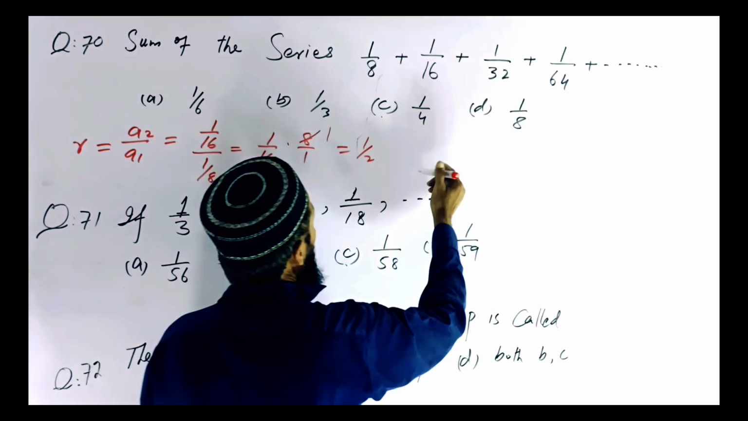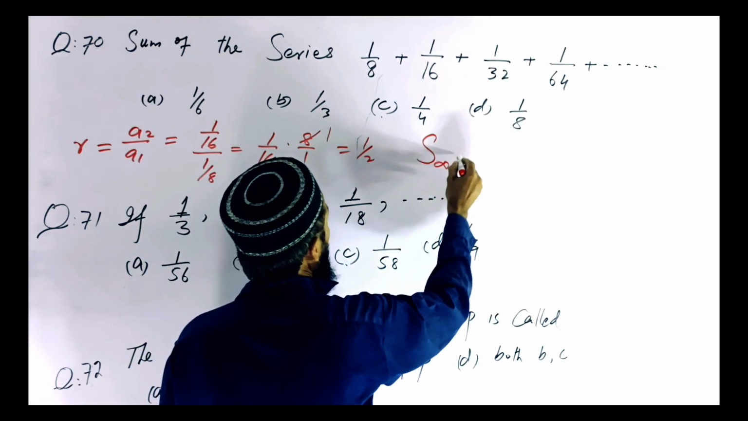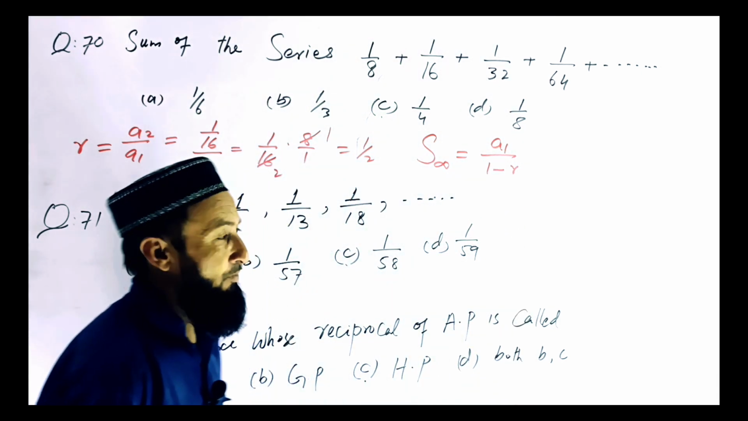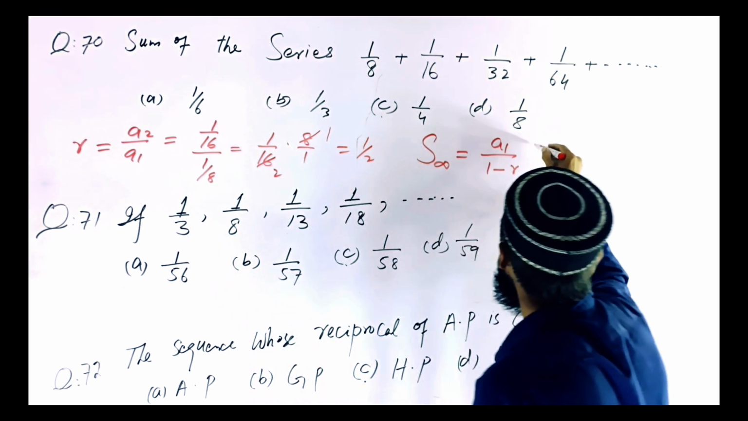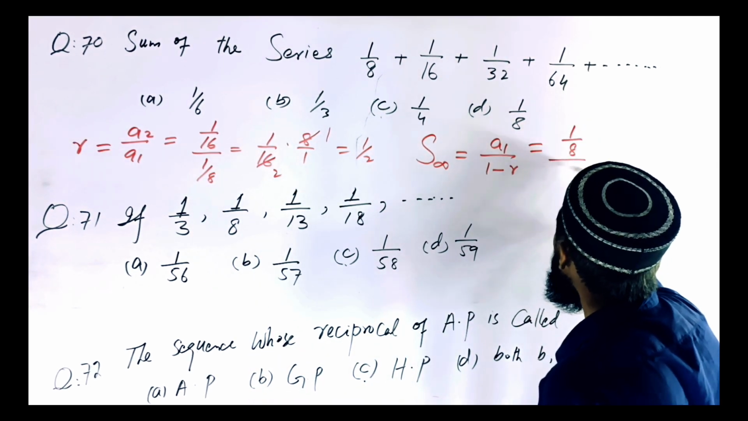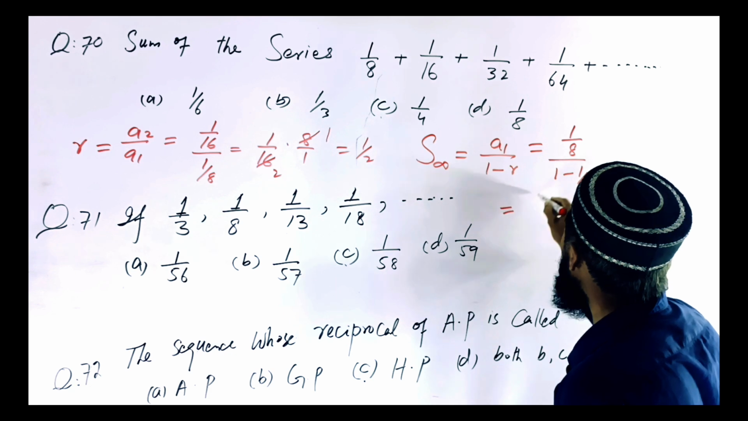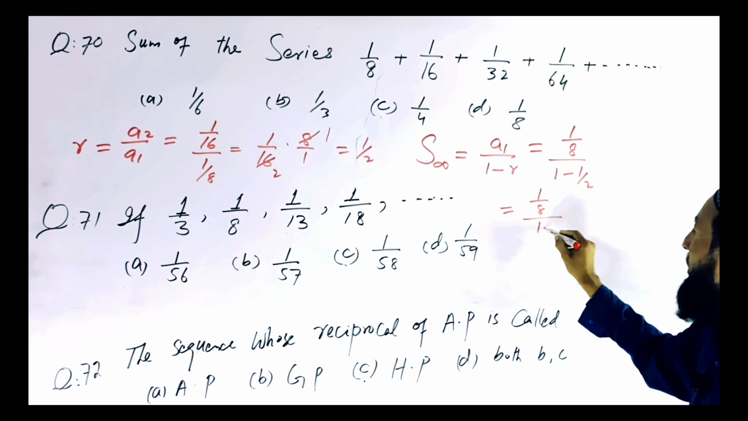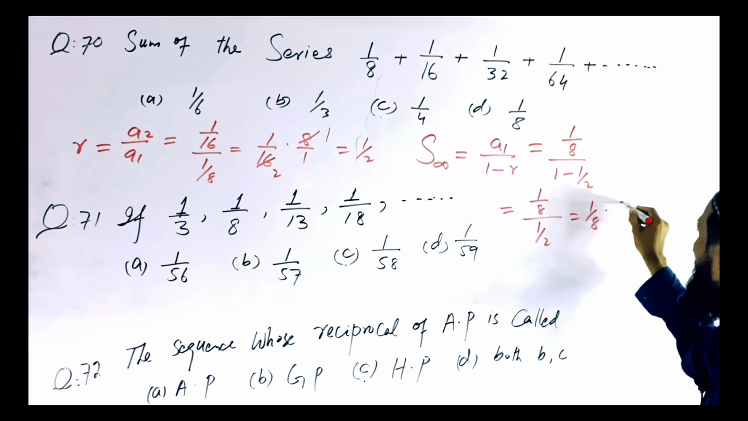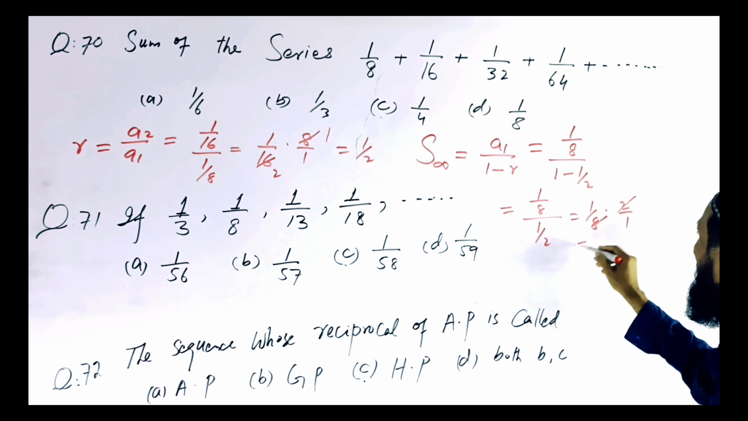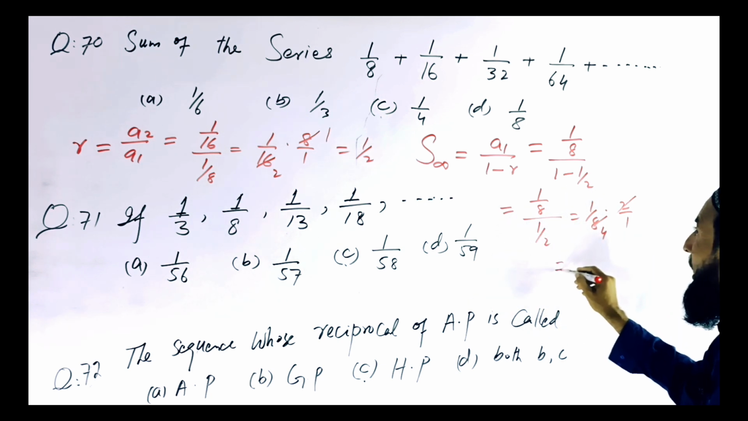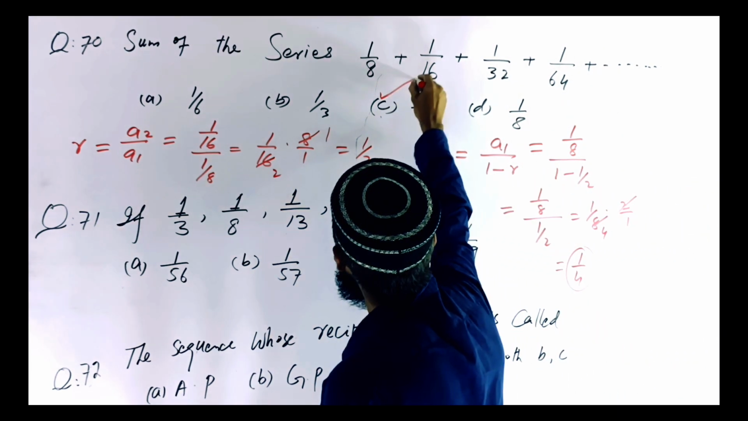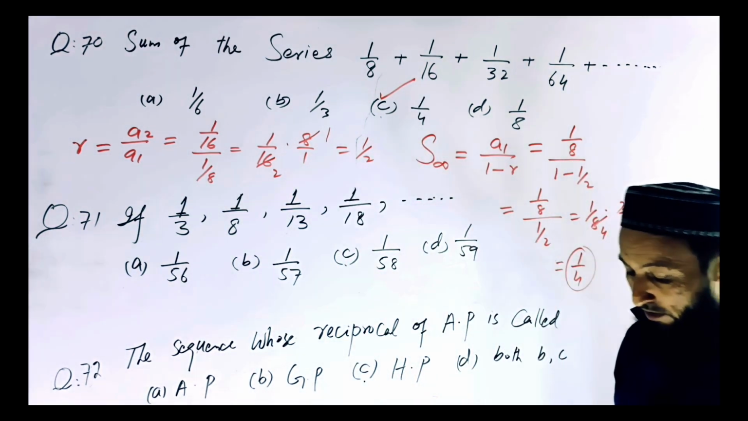Now the sum of the infinite geometric series is a1 divided by 1 minus r. Here a1 is 1 by 8, so 1 by 8 divided by 1 minus 1 by 2. Taking LCM, we get 2 minus 1, which gives 1 by 2. Now 1 by 8 into 2 divided by 1, so both are cancelled and we get 1 by 4. We check the options: 1 by 4, C is the correct answer in this question.